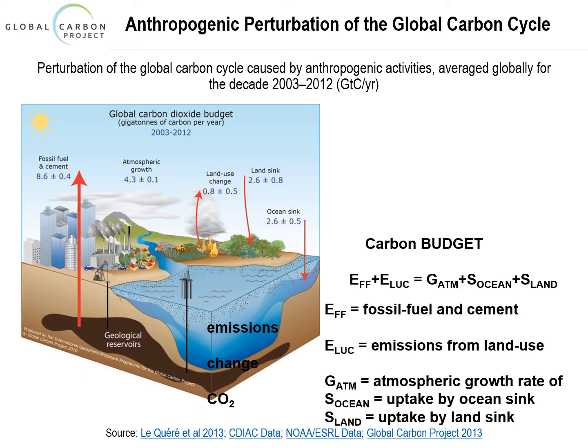In this carbon budget, carbon is measured in gigatons of carbon per year. From 2003 to 2012, humans added 8.6 gigatons of carbon per year by burning fossil fuels and 0.8 gigatons of carbon per year by deforestation, for a total of 9.4 gigatons of carbon per year. The oceans took up 2.6 gigatons of that carbon, while the terrestrial system also took up 2.6 gigatons of carbon per year. We've measured that 4.3 gigatons of carbon per year remained in the atmosphere.